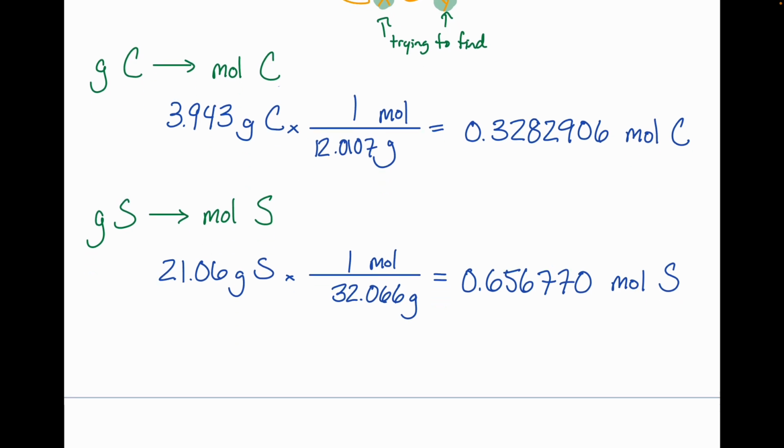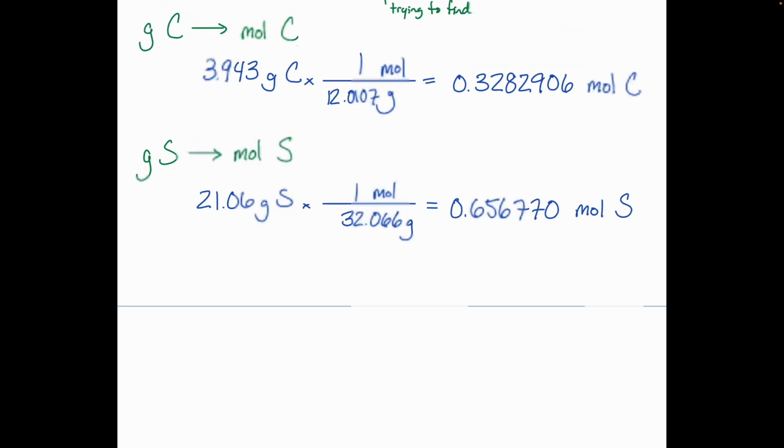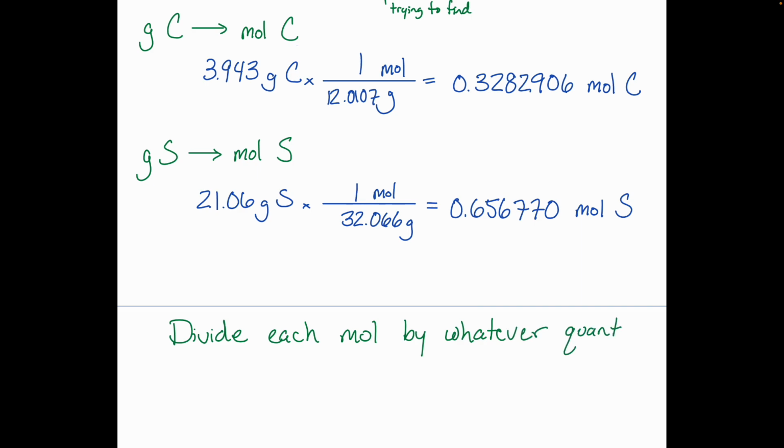All right, so what we're going to do now is we're going to divide each number of moles by whatever quantity is smaller. Meaning I'm going to compare those two answers, the 0.32 and the 0.65, and I'm going to say which one is smaller. 0.3 is smaller than 0.6.